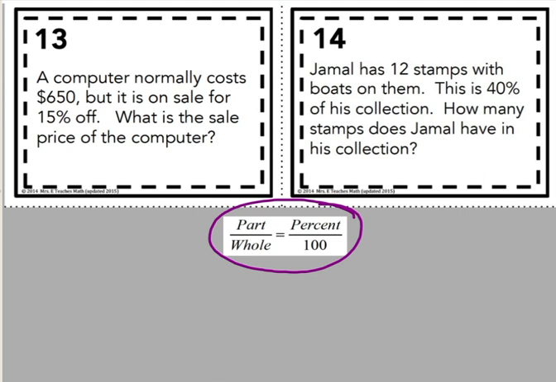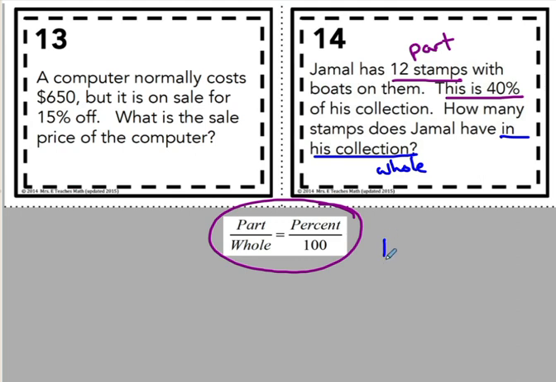It says Jamal has 12 stamps with boats on them. This is 40% of his collection. So the 12 stamps that he has is 40% of his collection. Well, if it's only 40% of the collection, that means it's only part of his collection. We want to know how many does he have in his whole collection. So that's going to be the whole, which is the piece we don't know.